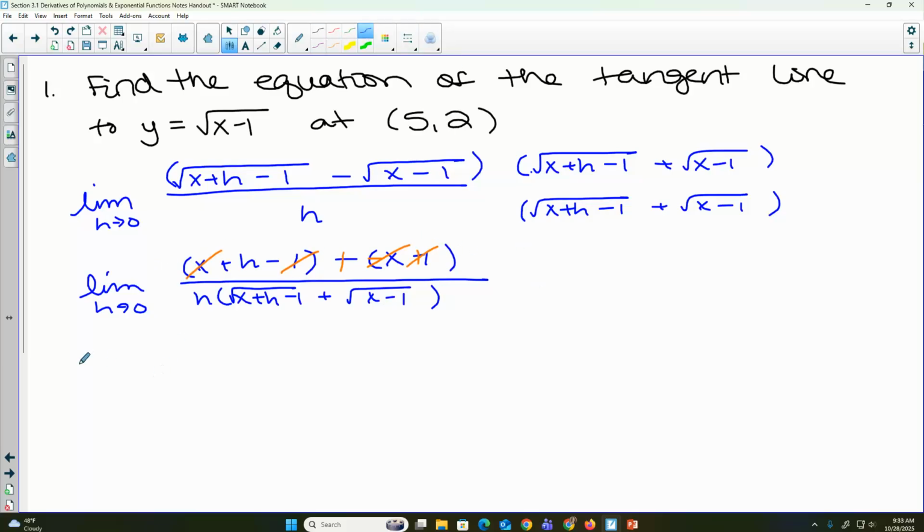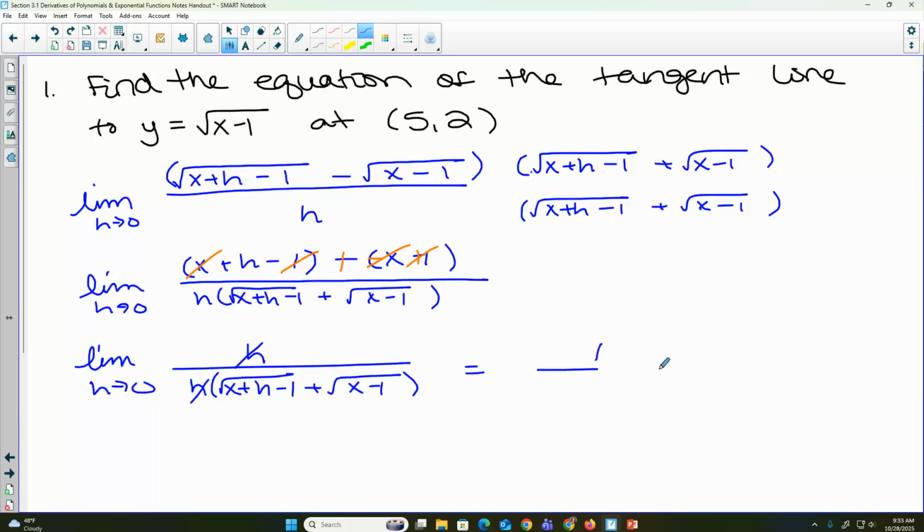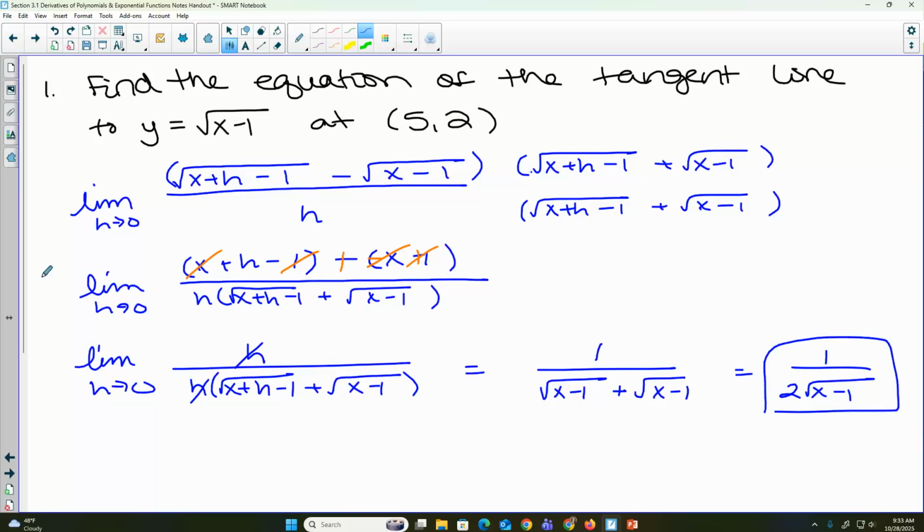So we have h over h times all of that. And that's good news because what happens then? h is canceled. Now I can plug in my 0. So I get 1 over 2 radical x minus 1. Now, that's my derivative. And if that's all I asked for, I'd be done.